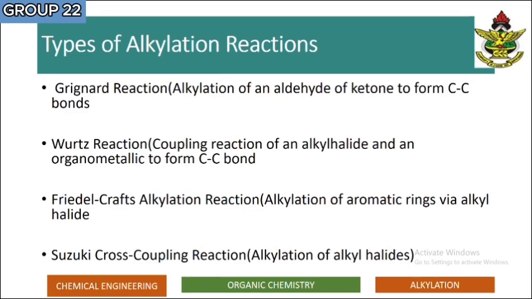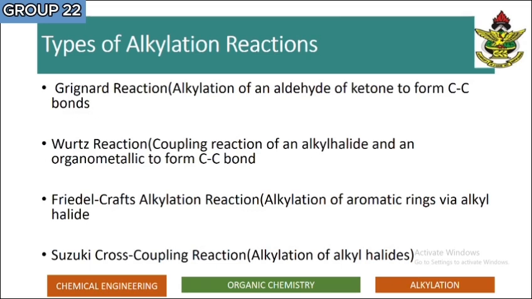Okay, so what is the Grignard reaction? This is a chemical reaction between an alkyl or aryl magnesium halide and a carbonyl group compound, such as an aldehyde or a ketone. And this reaction creates a new carbon-carbon bond and forms an alcohol as the product.